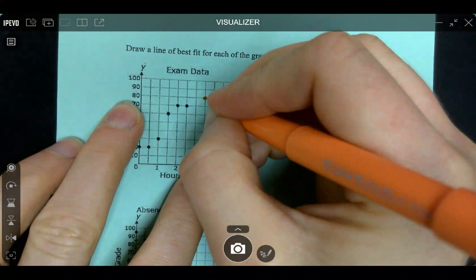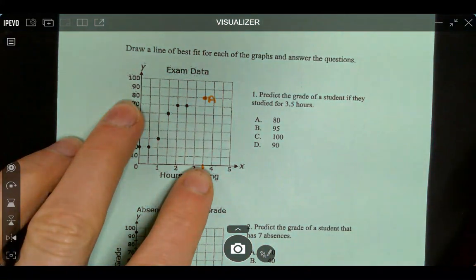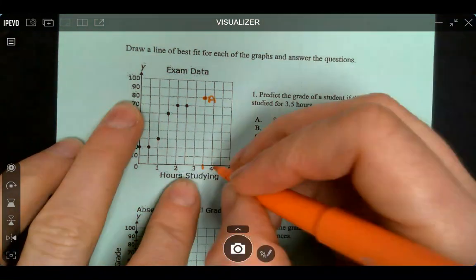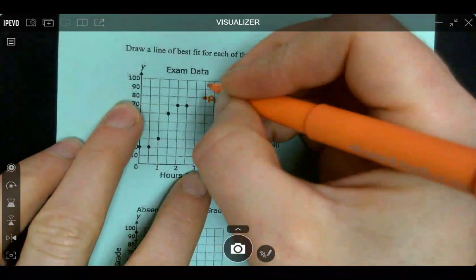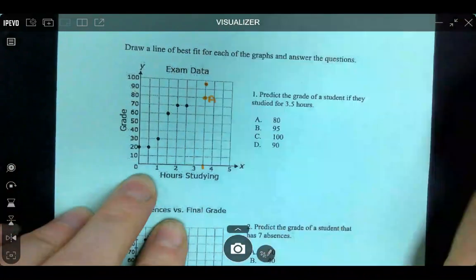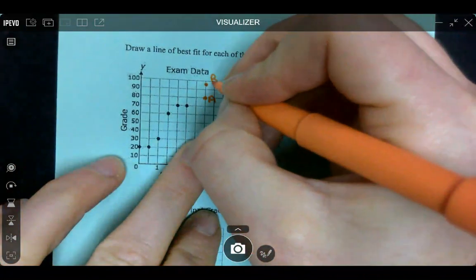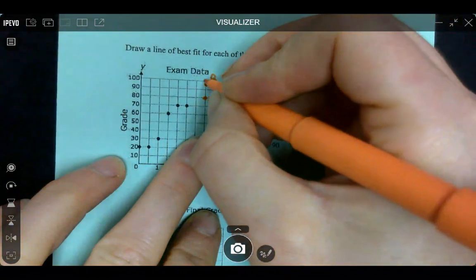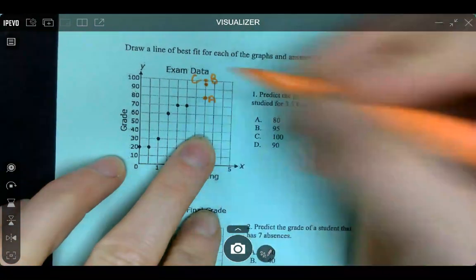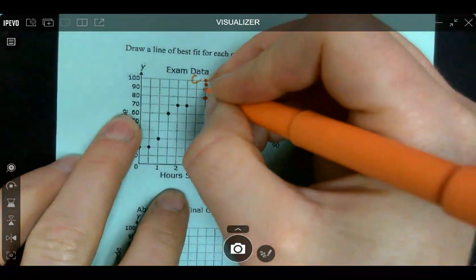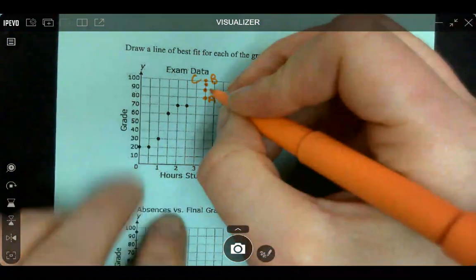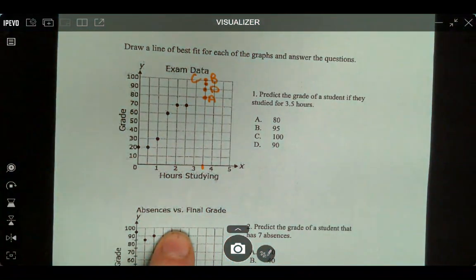I'm going to go ahead and label that A. 95 would be here, so it'd be B. 100 would be there, so it'd be C. And 90 would be D. They're all really close together, aren't they?